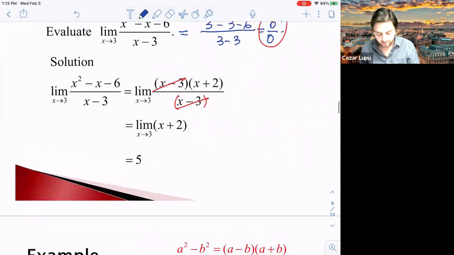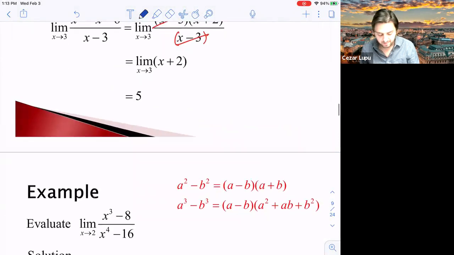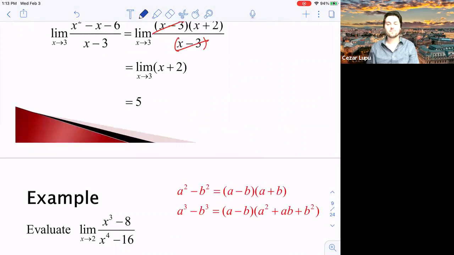All right, let's see another example. I'm going to spoil it here a bit. Look at this very carefully. We would like to evaluate the limit as x approaches 2 of x cubed minus 8 over x to the 4th minus 16. But first, we need to plug it in. If we plug in x equals 2, you have 2 cubed minus 8 over 2 to the 4th minus 16. And this would give us, again, 0 over 0.